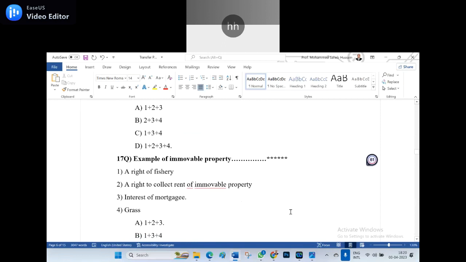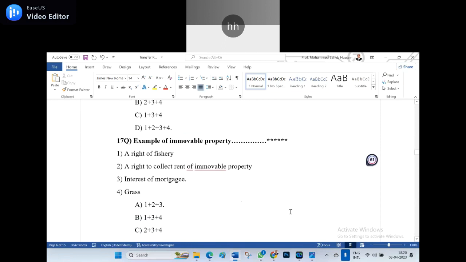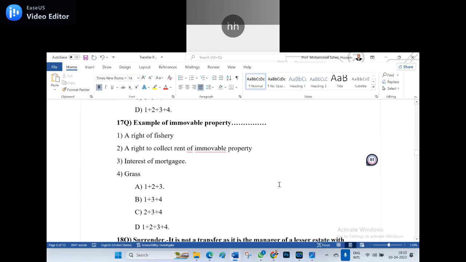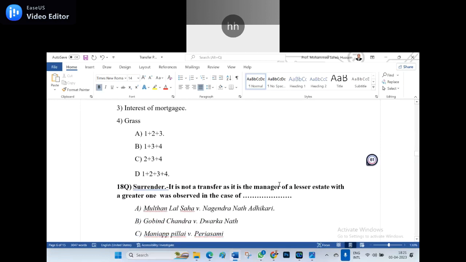Yes. 17th question. Example of the immovable property. 1. A right of fisheries. 2. A right to collect the rent of immovable property. 3. Interest of the mortgager. 4. Grass. A 1 plus 2 plus 3, B 1 plus 3 plus 4, C 2 plus 3 plus 4, D 1 plus 2 plus 3 plus 4. A 1 plus 2 plus 3, because grass comes under movable property, not immovable property.